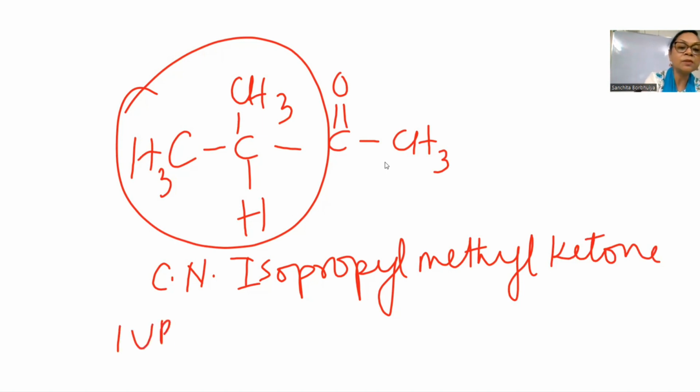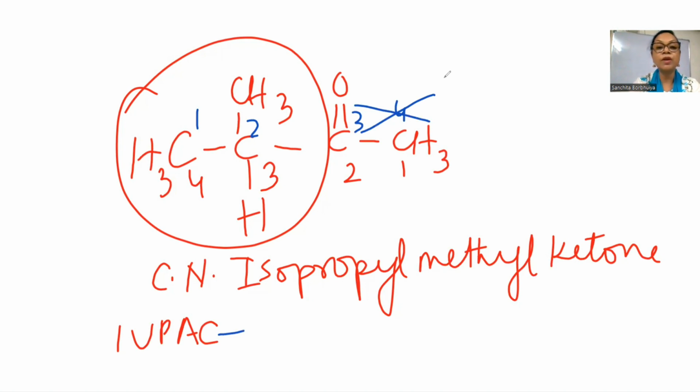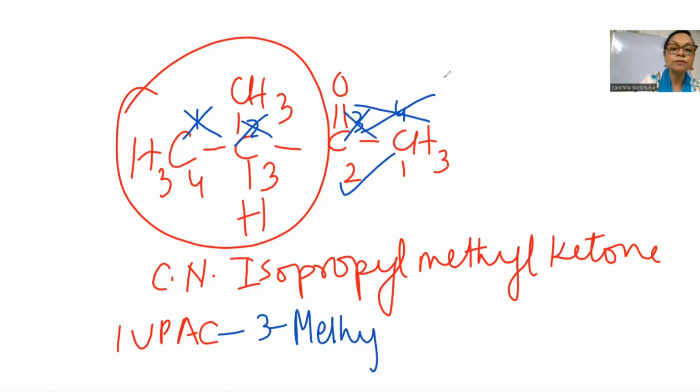And for the IUPAC name of this compound, you would start numbering from right to left, because the ketone comes on the second carbon from the right. If you number it from the left, the ketone would come on the third carbon. If you said third carbon, that is wrong according to IUPAC. According to IUPAC, you've got to give the ketone group the lowest number possible, number 2. So here you have 3-methylbutan-2-one, right?